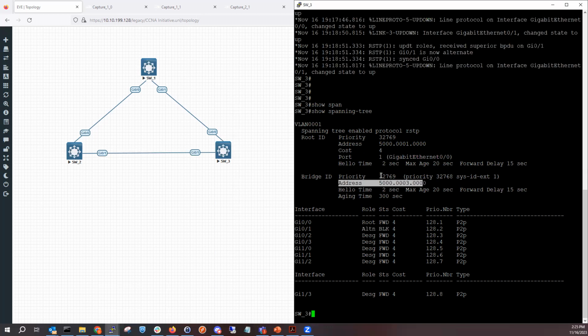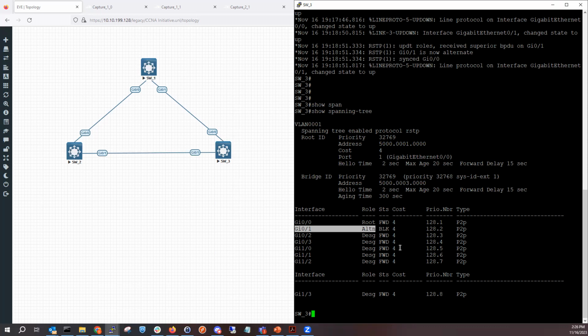You see our bridge ID, 32,769 along with our system MAC address. That is our bridge ID. So we're looking good. Let's go down to the interfaces. We have some interfaces that are forwarding, but let's take a look at the first two. We have our root port, which is gigabit 0/0, cost of 4. But we also have gigabit 0/1, which connects to switch 2. That is the alternate port.